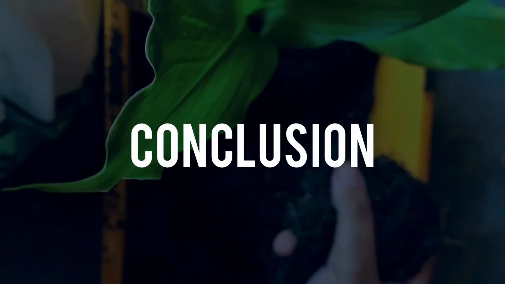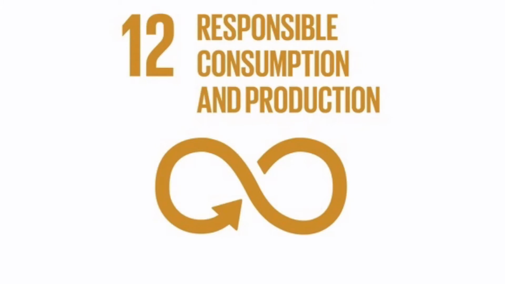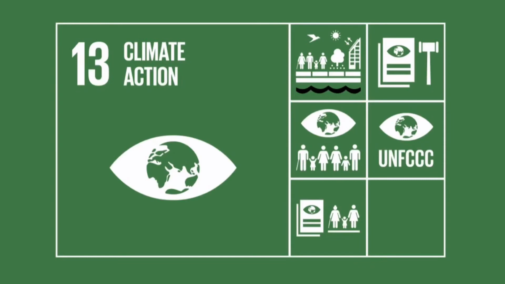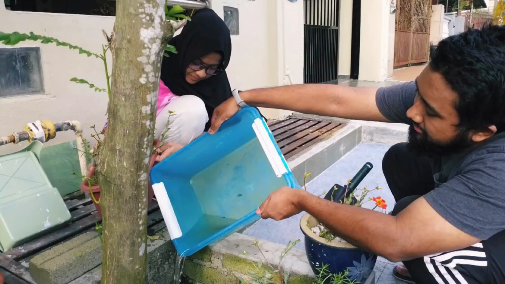The SDGs that have been emphasized through this project are, first, the conservation of water consumption, as we make use of rainwater instead of using pipe water to water the plants. The second SDG is related to climate change, as planting as much as possible will reduce the surrounding temperature.